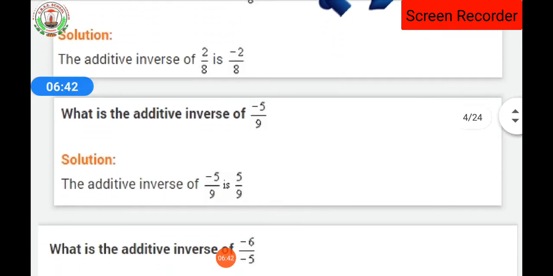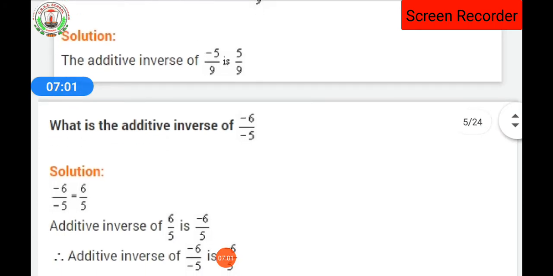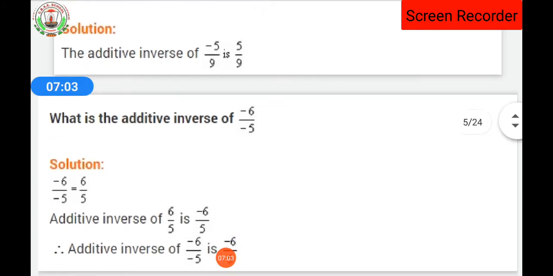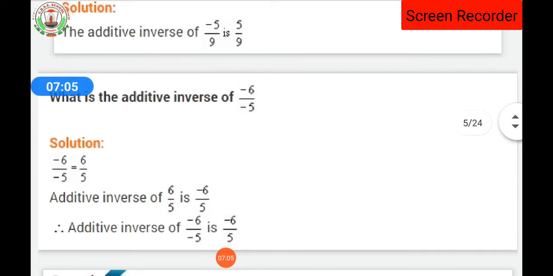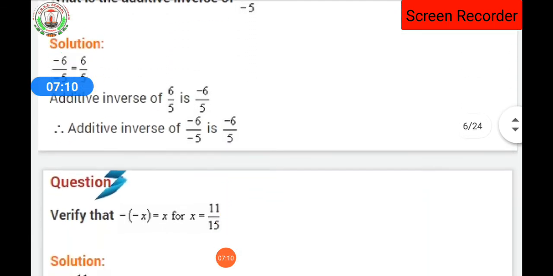What is the additive inverse of minus 5 by 9? That is plus 5 by 9. Now the additive inverse of minus 6 upon minus 5: the minus sign is present in both the numerator and denominator, so it will get cancelled. So the number is actually 6 upon 5. So what will be the additive inverse of 6 upon 5? That will be minus 6 upon 5. Clear? Now moving toward the third question.